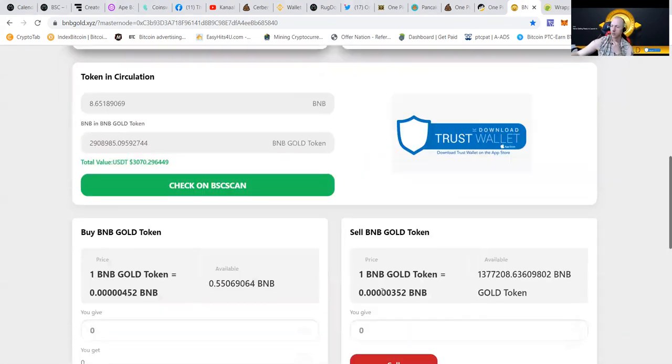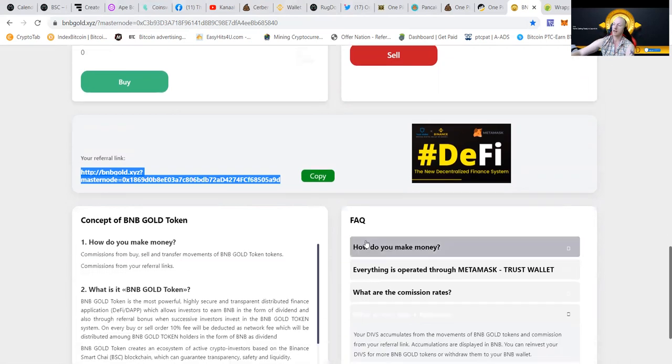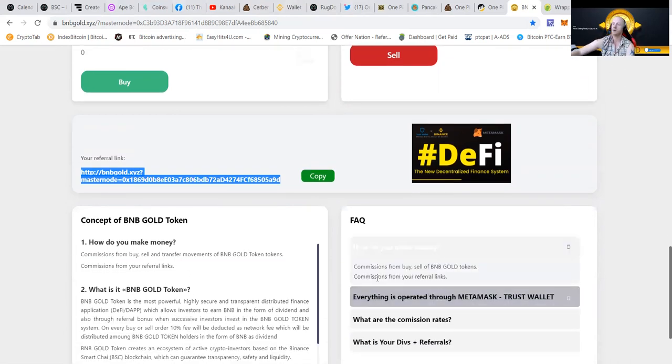How does it work, guys? Well, if you use your referral link, like you can see, I got the one on my buddy. If you use your referral link, that means that the income will be spread a little bit extra over him. From the 10% that's going to the buy-in fee, 10% of the 10%, so like 1%, is going to your upline. How do you make money? Commissions from buying, selling, or BNB Gold tokens holding. Commission from your referral links.